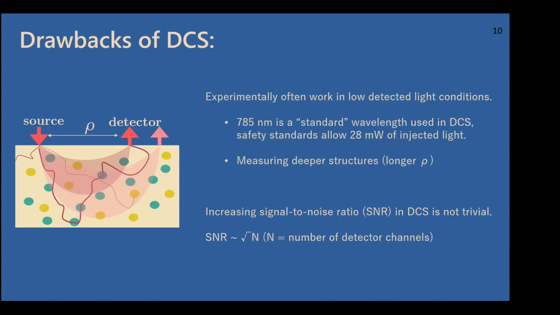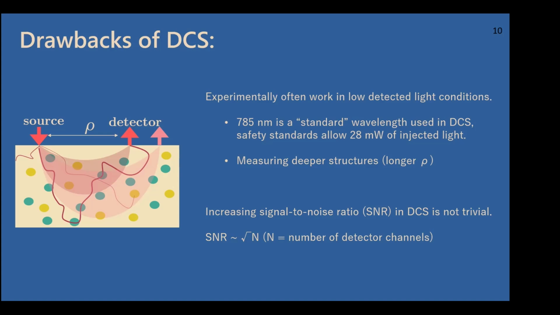So DCS works quite well. It's been validated against other gold standard techniques for the measurement of blood flow. However, there are some drawbacks to DCS. One of them is that experimentally, we're often working in very low detected light conditions. That's due to many different reasons. One of them is that we're limited by the safety standards. Typically we use 785 nanometers and we can inject only 28 milliwatts of light.